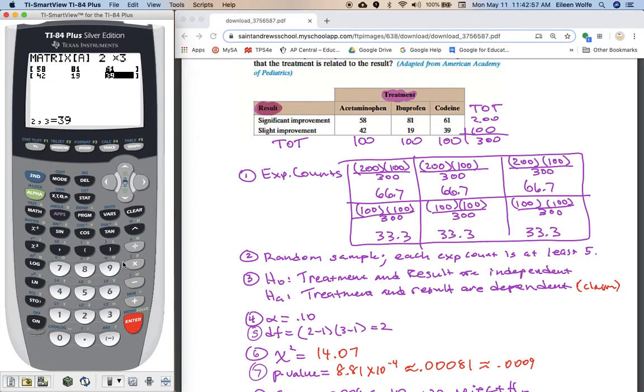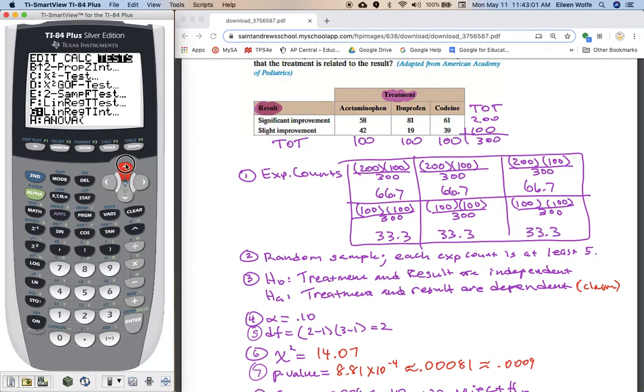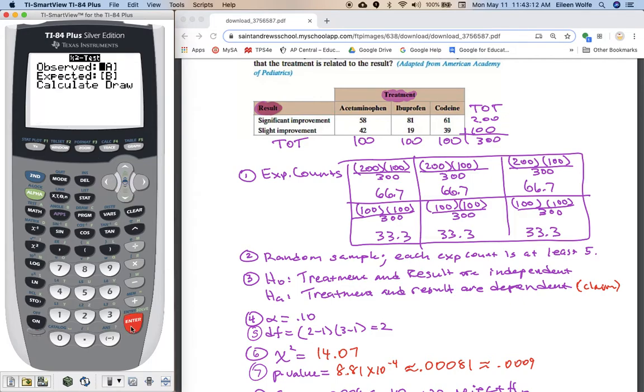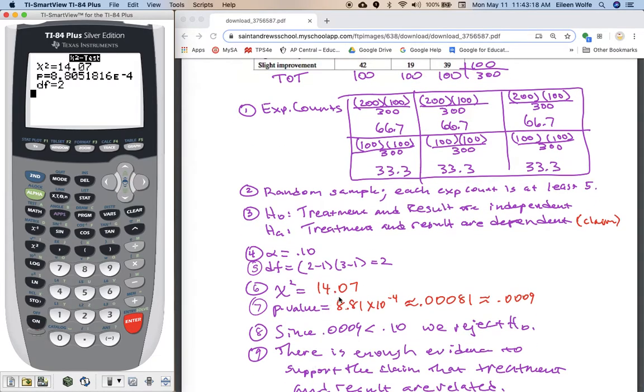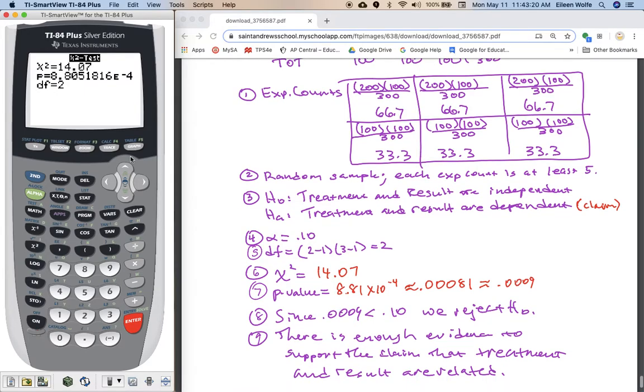Once the matrix is input, back to the step button, over to the test menu, up to letter C. Remember, letter D was for section 10.1. We're just doing this chi-square test, utilizing the defaults on that screen, and there we go. 14.07 for chi-square, 8.81, don't miss the E-4.